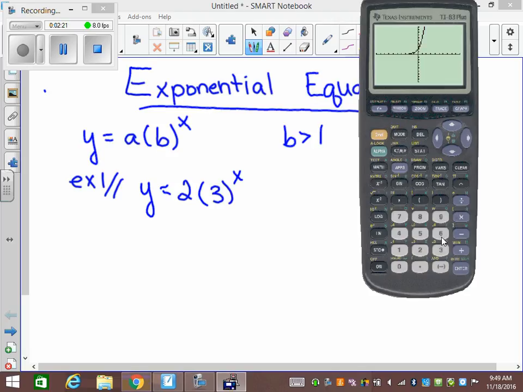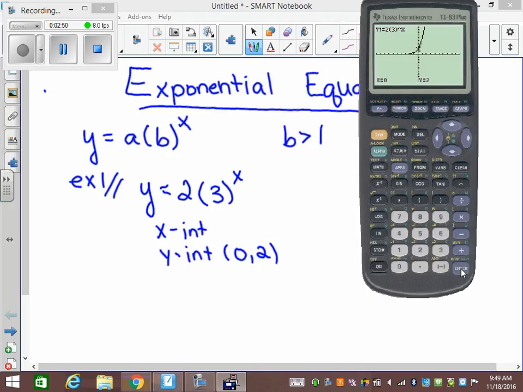Okay. So, y equals 2, 3 to the x. What's my y-intercept? How do we find our y-intercept? Second trace, value, 0. So it's 2. Or you can go second table and get 2. So the x-intercept, what's the x-intercept? The y-intercept is 2. What's the x-intercept?